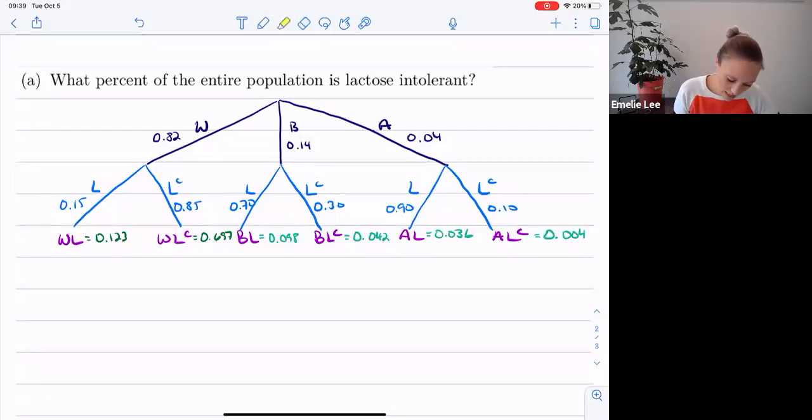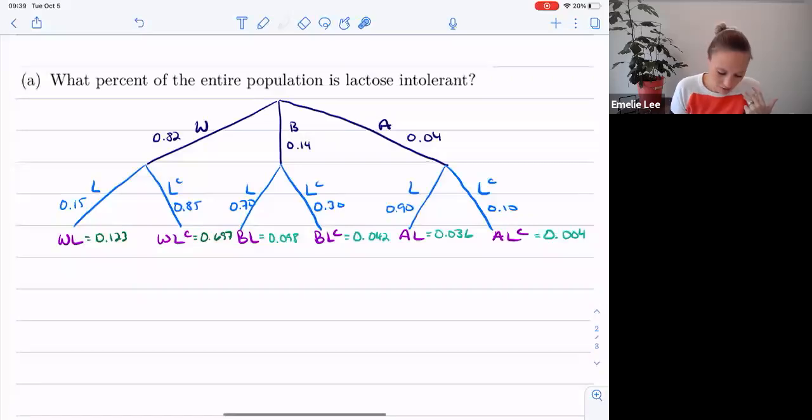Okay, so if I want to know what percent of the entire population is lactose intolerant, it doesn't matter which branch I've headed down. At the end of this first branch, I'm lactose intolerant. At the end of this third branch, I'm lactose intolerant. At the end of this fifth branch, we're lactose intolerant.